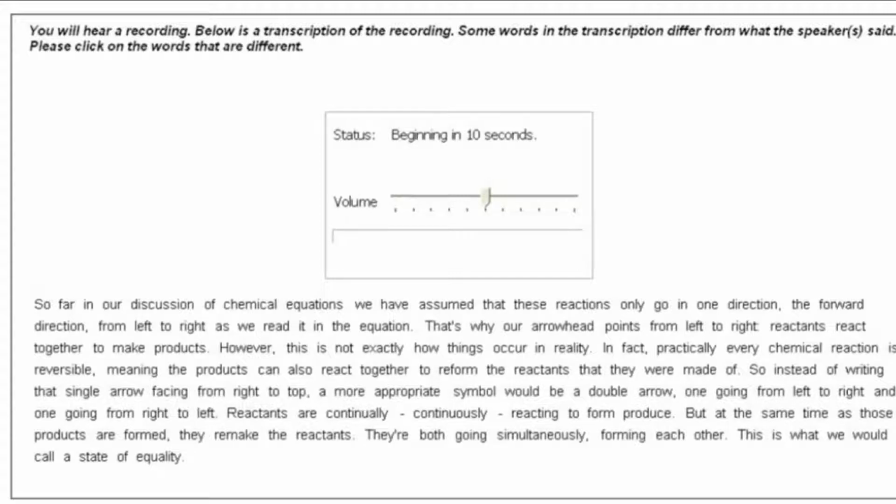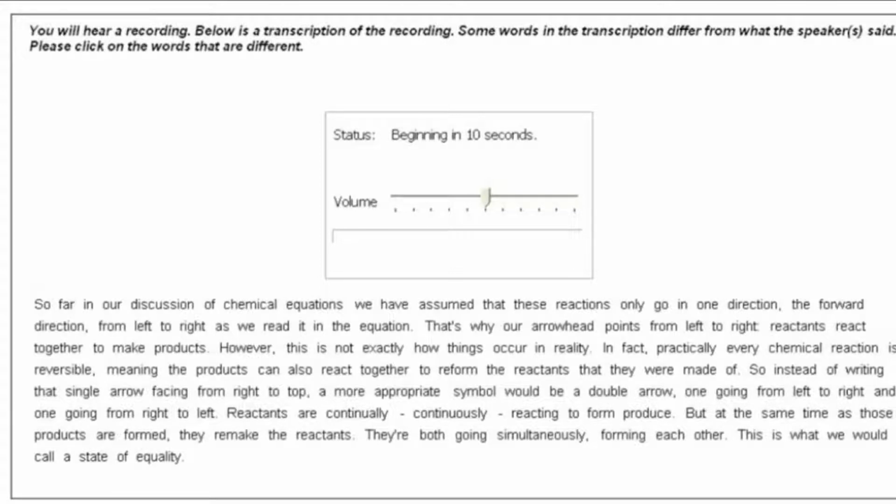The first recording, guys. So far in our discussion of chemical reactions, we have assumed that these reactions only go in one direction, the forward direction, from left to right as we read it in an equation. That's why our arrow points from left to right. Reactants react together to make products. However, this is not exactly how things occur in nature.